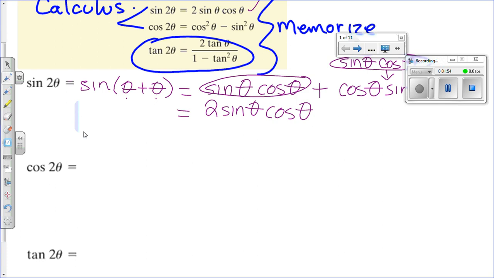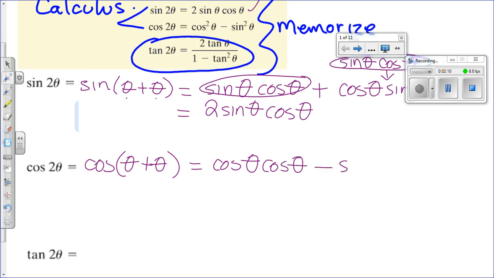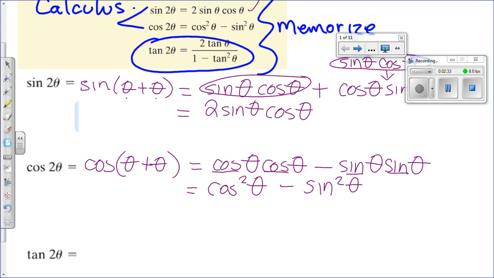Okay, so the next one, of course, we're going to do cosine of theta plus theta. So I'm going to look at formula number 1, so that will be the cosine of the first angle, which is theta, times the cosine of the second angle, which is also theta, and then minus the sine of the first angle, which is theta, times the sine of theta. So if you multiply cosine times cosine, what do you guys get? Cosine squared theta. And if you multiply sine times sine, sine squared theta. And so that's what we have right here.